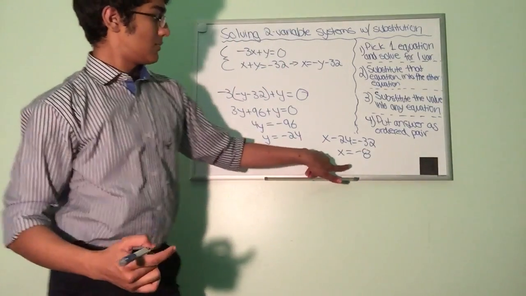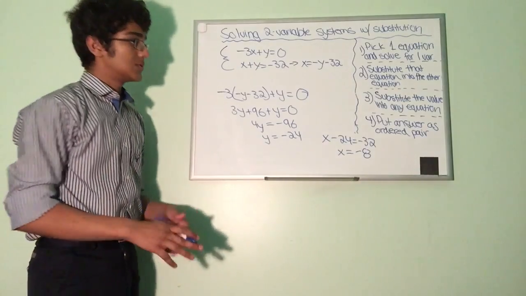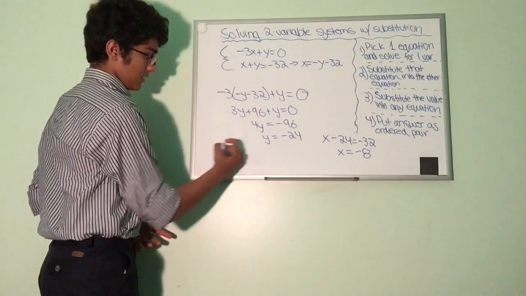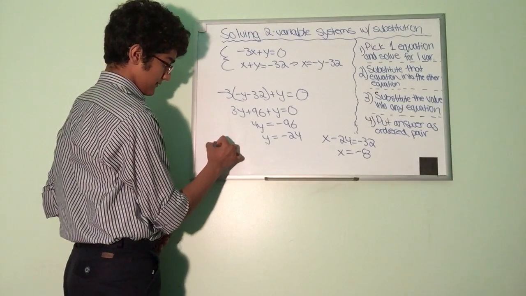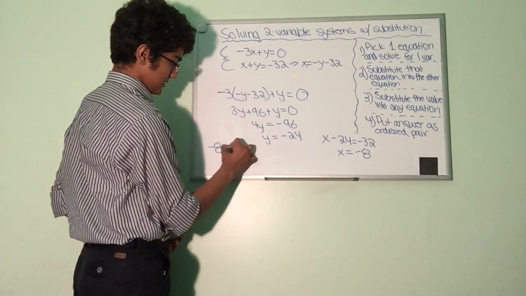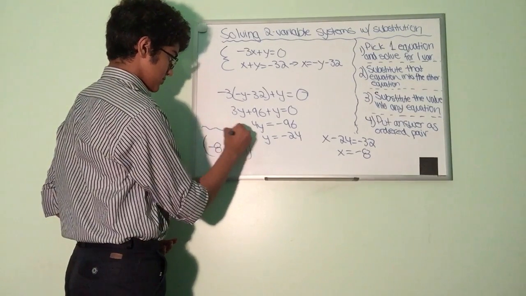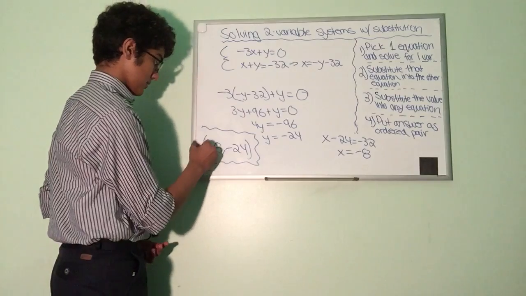Now that we know both of the values, we just need to put our answer as an ordered pair. And the ordered pair would be negative 8 and negative 24. And this would be your answer.